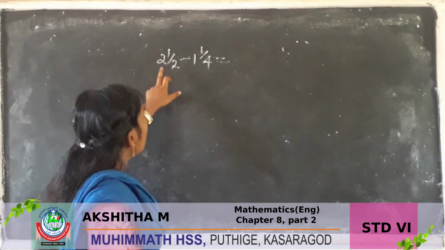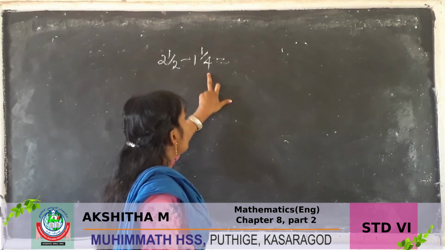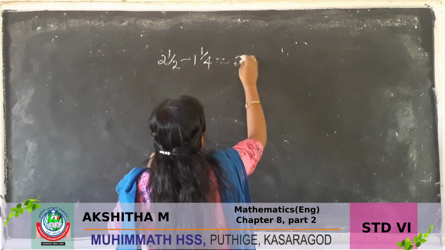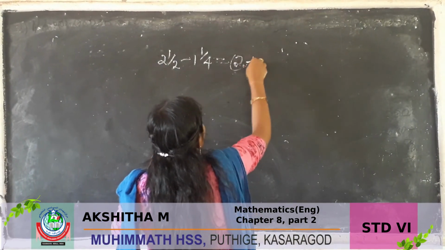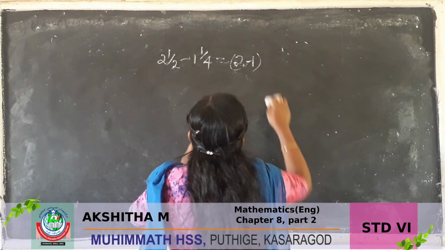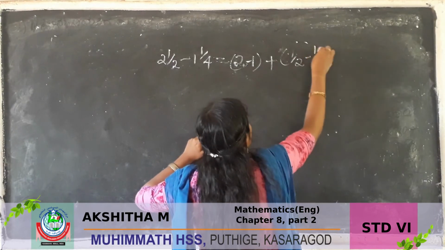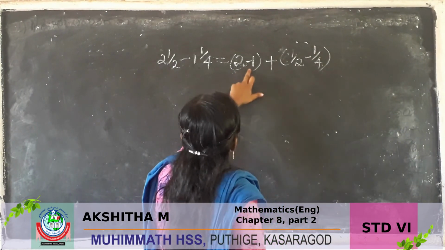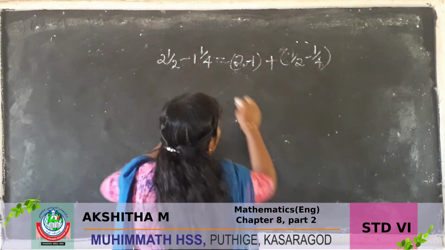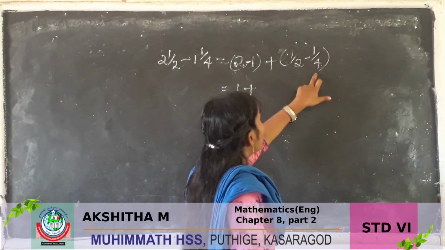Is it clear? 2 1 by 2 minus 1 1 by 4. How can we find out the answer? We can write 2 minus 1, next plus half minus 1 by 4. So 2 minus 1 is 1, plus half minus 1 by 4.